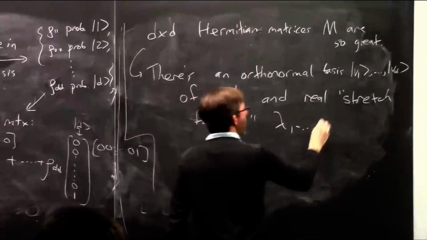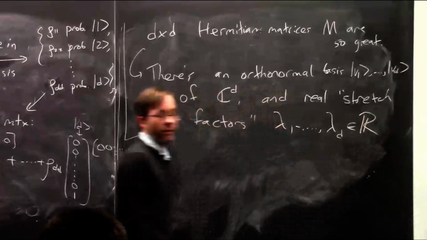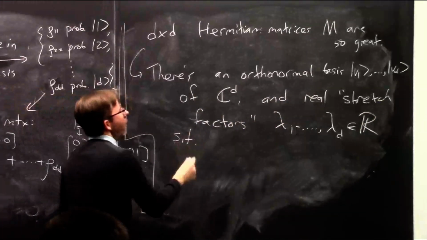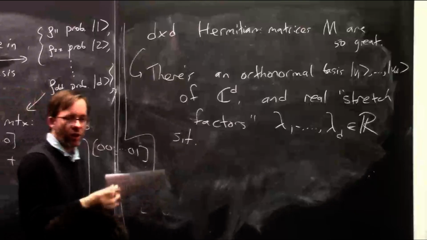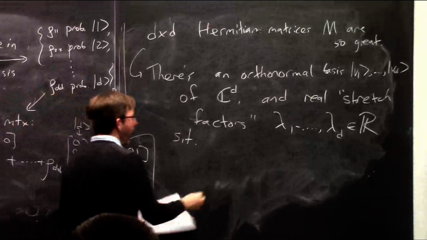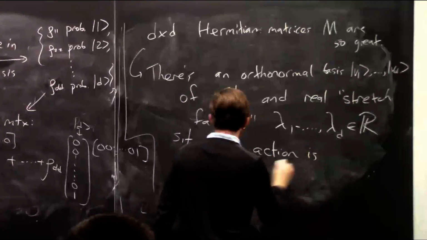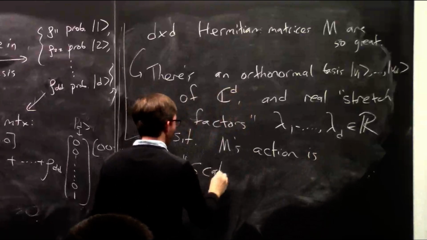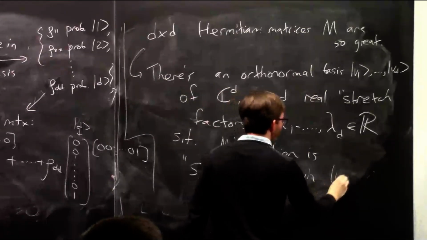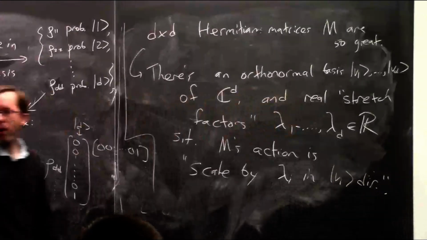Lambda 1 through lambda d, possibly positive or negative, such that when you ask yourself, hey, M is a linear transformation. It's like an operation on d-dimensional vectors. What operation is it? M's action is this: scale or stretch by factor lambda i in the vi direction, simultaneously for all i.